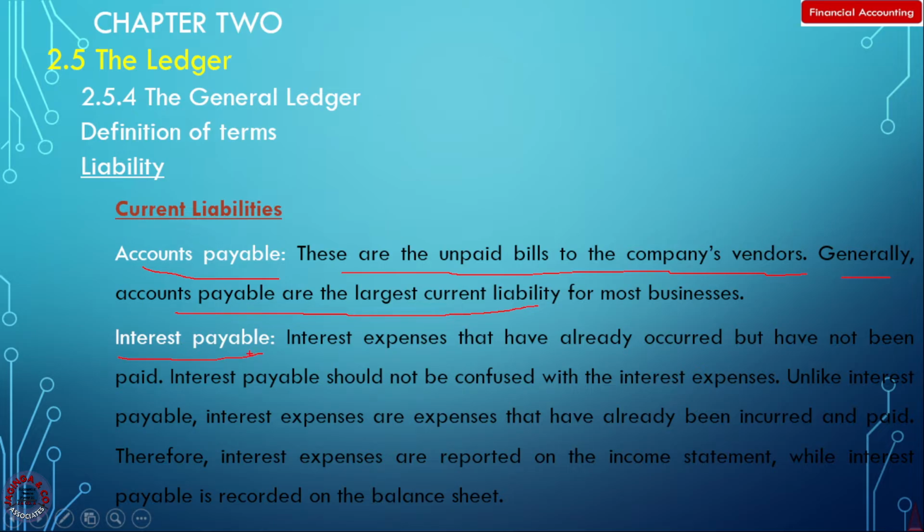Then we also have interest payable, interest expenses that have already occurred but have not been paid. Interest payable should not be confused with interest expense. So interest expense is that expense that you are recognizing.